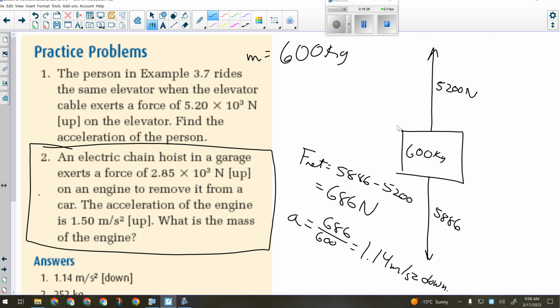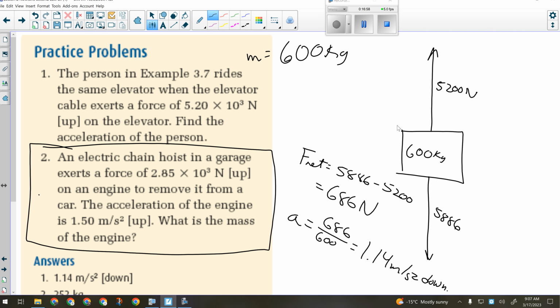Tricks that can happen with a question like this. Instead of asking you to calculate the acceleration, I might give you the acceleration of the elevator instead, and then ask you to calculate the tension in the cable. How would that change the question? Would it change any of the steps? Maybe instead of using a equals F over m, you'd be using F equals m times a.